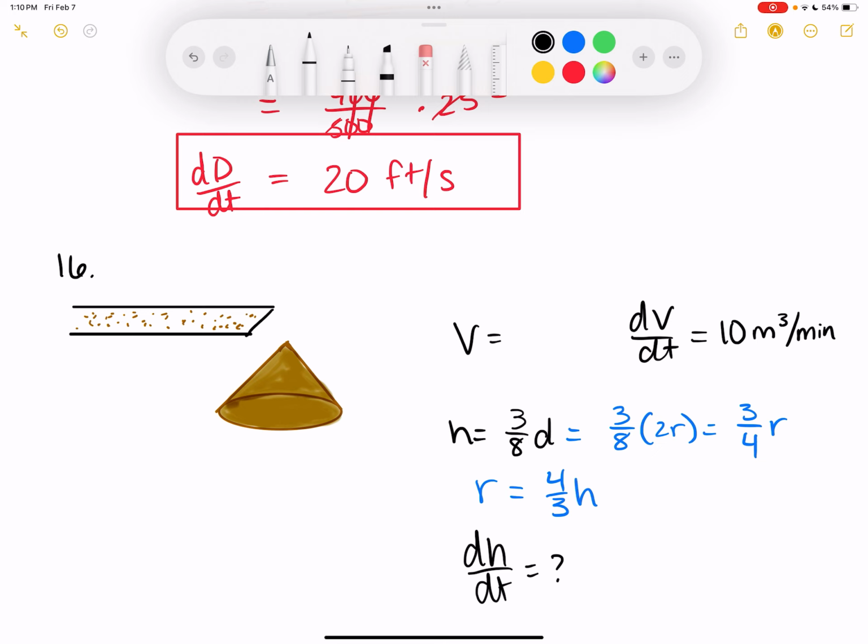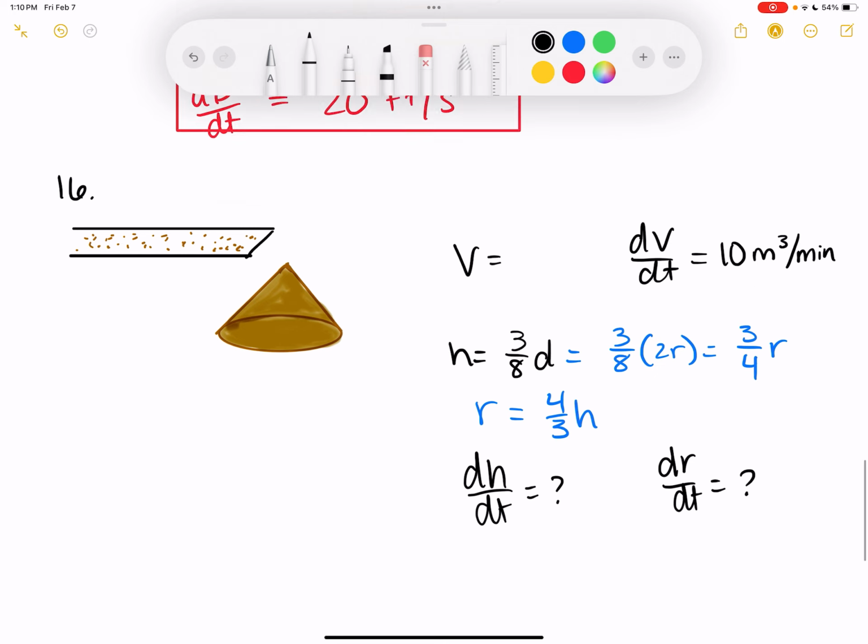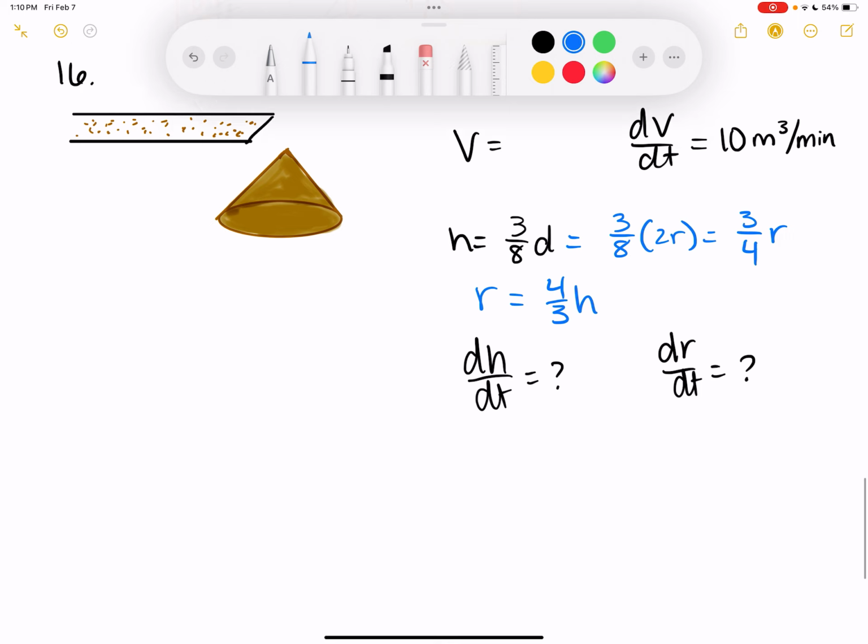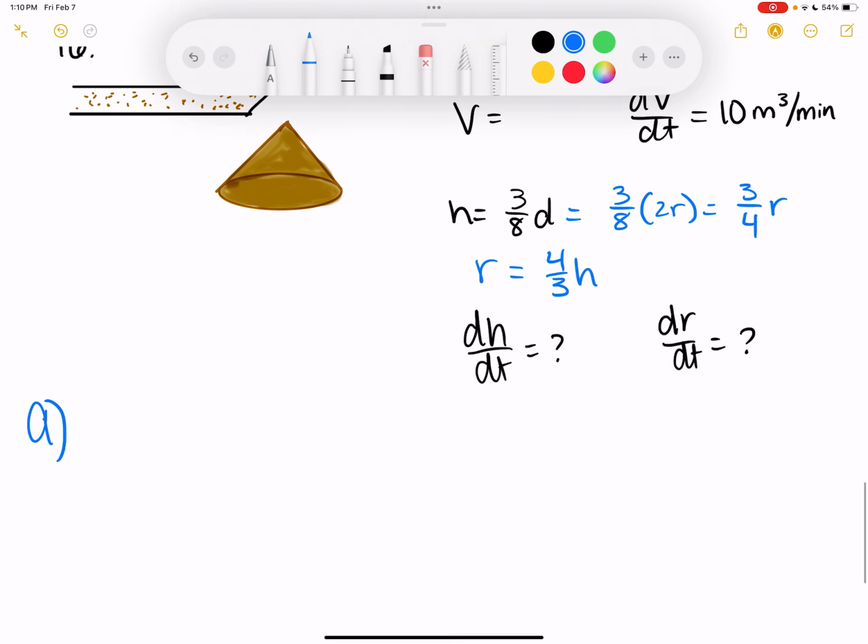And then we will also be finding dr dt in part 2. Fun. Not really good. Fun.